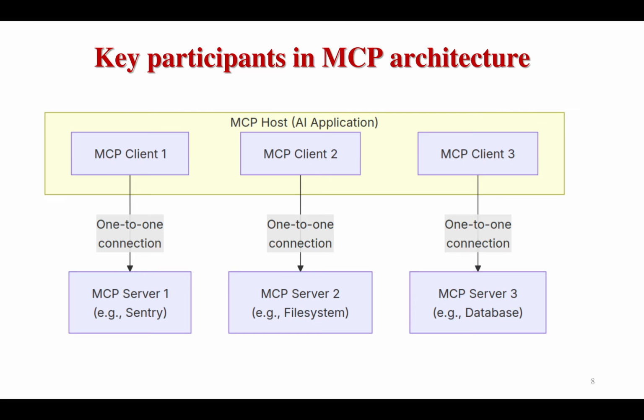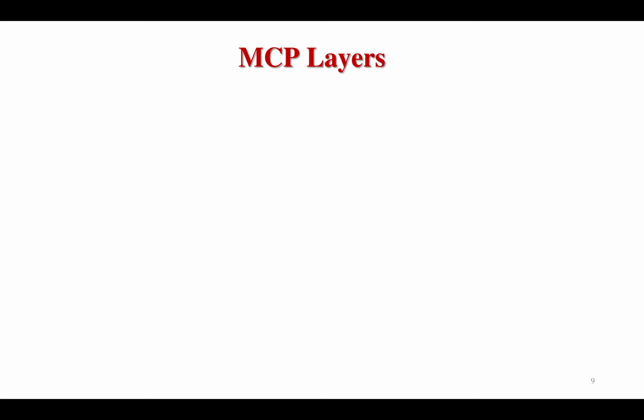This is a simple architecture diagram. This is the MCP host, basically an application. Here we have demonstrated 3 clients, and you can see that each makes a connection to the corresponding server. The first client connects to the Sentry server, the second connects to the file system server, and the third connects to the database server. Like this we can have n number of servers and connect to them. Whenever the MCP host wants to connect to a server, it creates an instance of the client, establishes the connection to the server, and the client fetches the data.